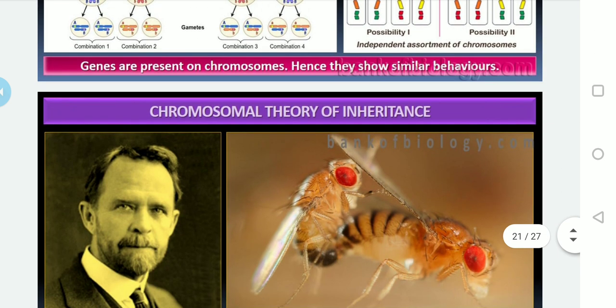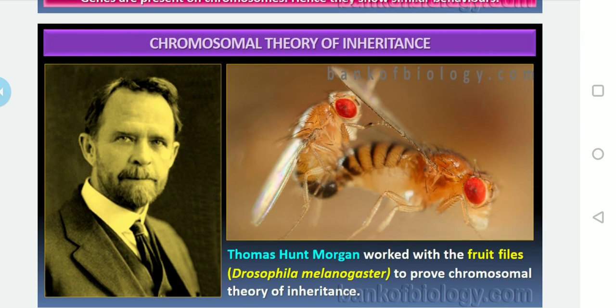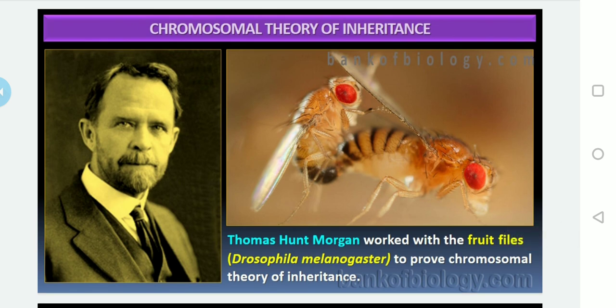After this, as I said, the chromosomal theory of inheritance. Thomas Hunt Morgan worked with the fruit fly, commonly known as Drosophila melanogaster, to provide the chromosomal theory of inheritance. So the chromosomal theory of inheritance was experimentally proved by Thomas Hunt Morgan, shortly known as T.H. Morgan, and his colleagues. Morgan worked with tiny fruit flies, Drosophila melanogaster, popularly known as the Cinderella of genetics, which were found very suitable for such studies in those days.